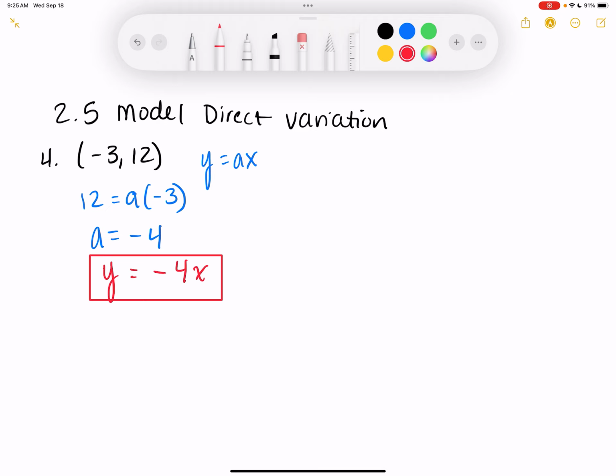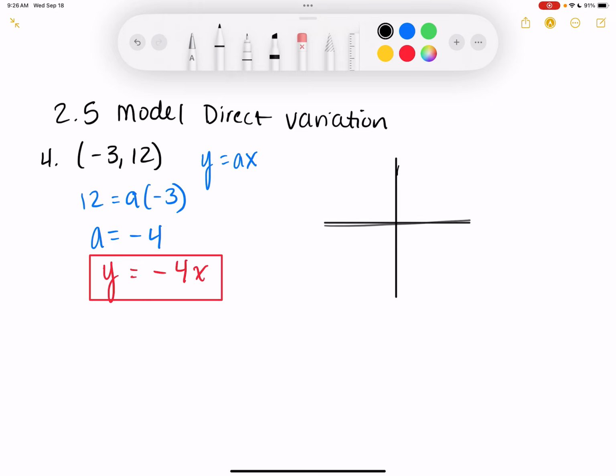I know how to do it, but I don't know what we're doing. You plug in the point negative 3, 12 for x and y in that equation. You solve for a. Then we take that a value and plug it back in to y equals ax. So y equals negative 4x, and now we're going to graph that line. I understand what we're doing, but I don't know what direct variation means.